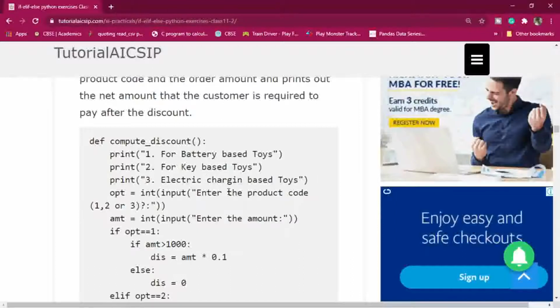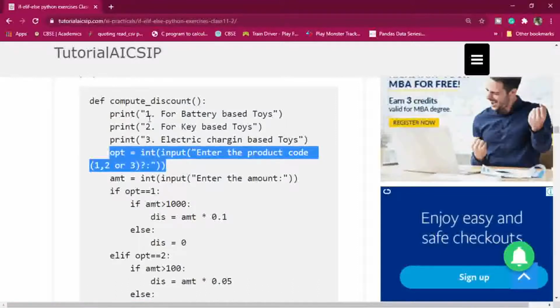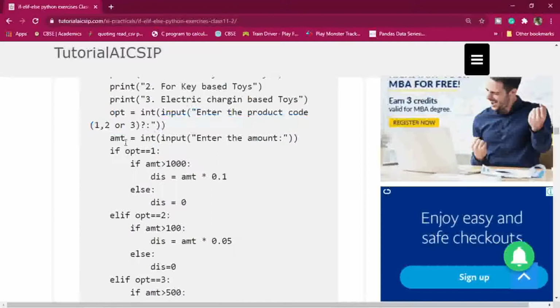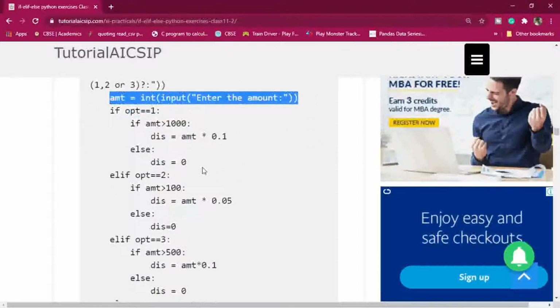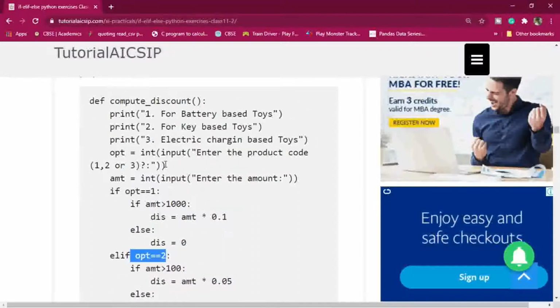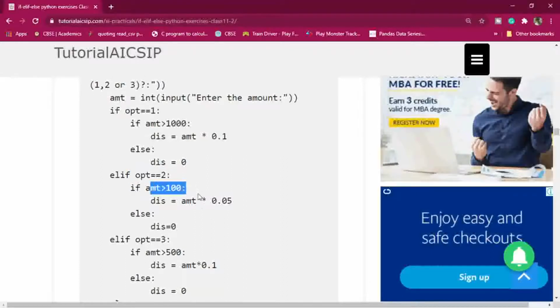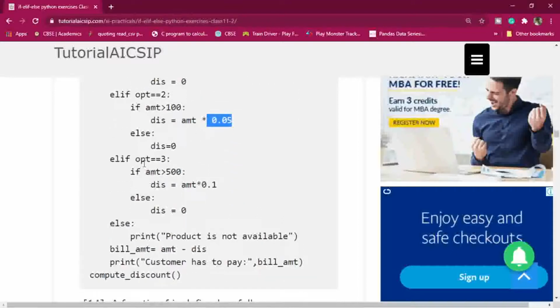After that, one option is taken to accept the input value, either 1, 2 or 3. After that, amount equal to input, enter the amount. Then the amount is also asked to enter. So now when the user enters the amount, it will come in this manner: option equal to 1, amount greater than 1000, then 10% discount should be given, otherwise 0. Similarly, if option is 2, that is for key based toys, amount is greater than 100, 5% discount will be given. Similarly, for electric charging based toys, option number 3, if amount is more than 500, then 10% discount will be given.